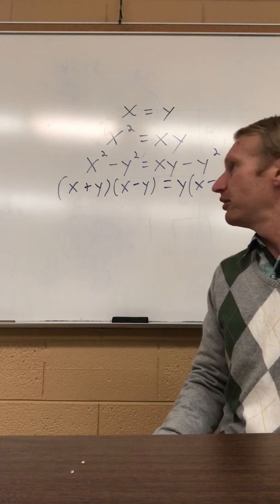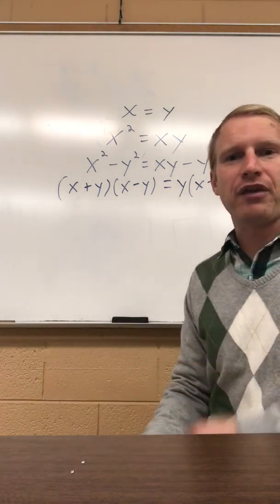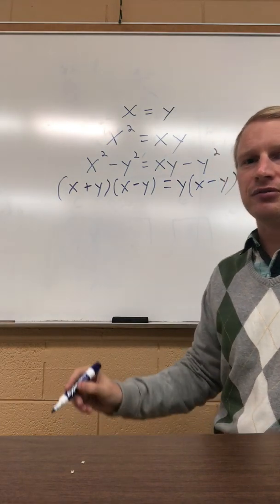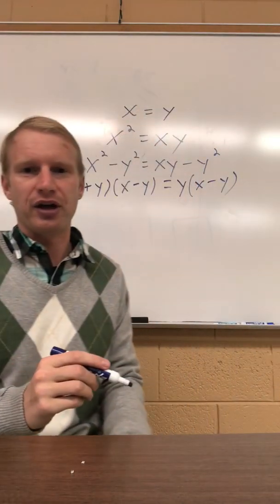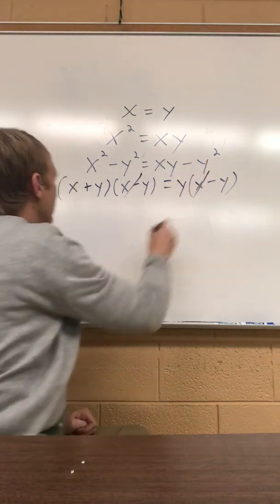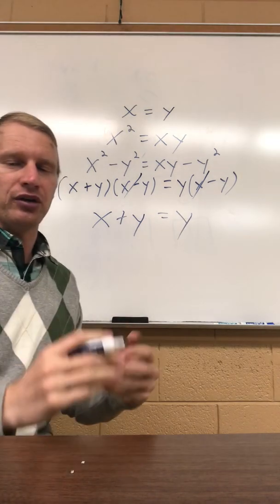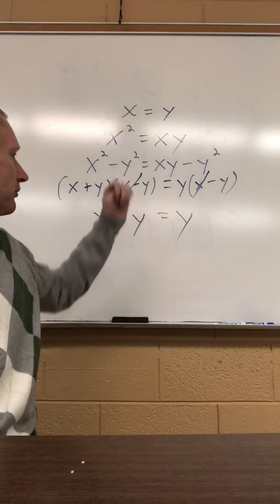Factoring is perfectly fine. Now, they both have an x minus y as a factor on each side, so that can cancel. I'm going to switch to this side so you get to see the whole board. So the x minus y's cancel, and now we have x plus y equals y. That looks kind of crazy, but that's what you get.